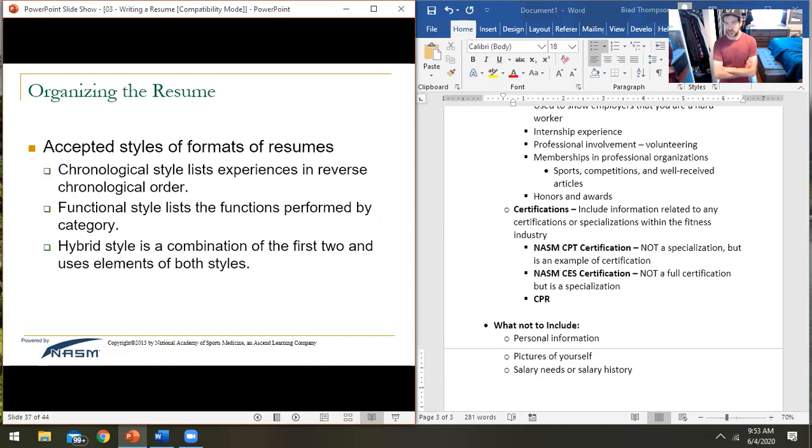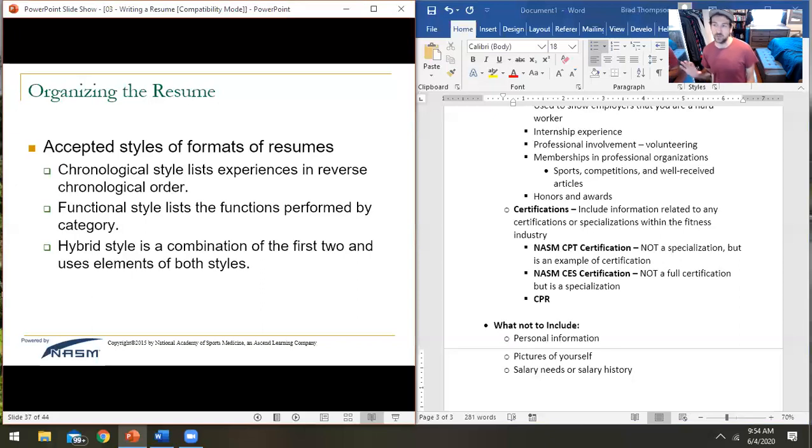There's chronological style, which is literally putting your experience in reverse chronological order. So chronological style is where your work experience is dead center on that resume, the number one thing you're focusing on, and you are putting your most recent work first, and then it works its way backwards in time. It's great.